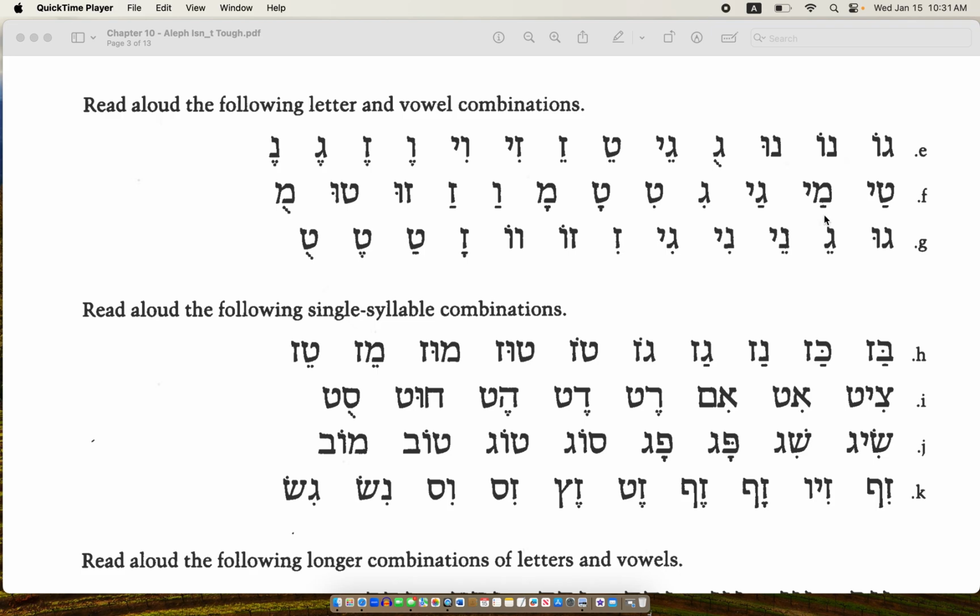Line F. Tie, my, guy, gi, ti, ta, ma, va, za, zu, tu, mu.